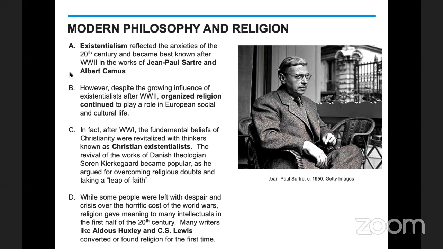And what we will see also is that even though there's this growing influence of existentialism, there is still a profound effect from organized religion and Christianity in European social and cultural life. So we're going to have at this time sort of a growth of Christianity, a revival of Christianity. We have this group of people known as the Christian existentialists. They're people who are still affected by this despair after World War I, and yet they're looking to God to help cope with that despair.